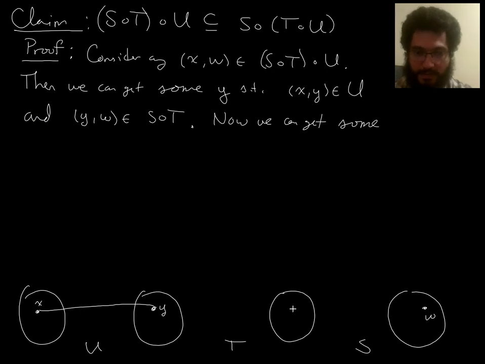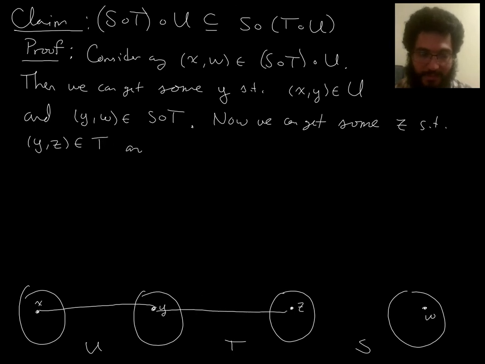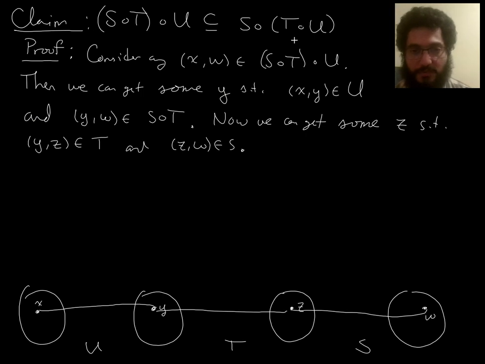Some, let's call it z, such that the pair yz is in T, and the pair ZW is in S. Okay, now I've unpacked everything as much as possible, I think, so I'm focusing on my goal. My goal is to show that the pair XW is in the right-hand side, right?